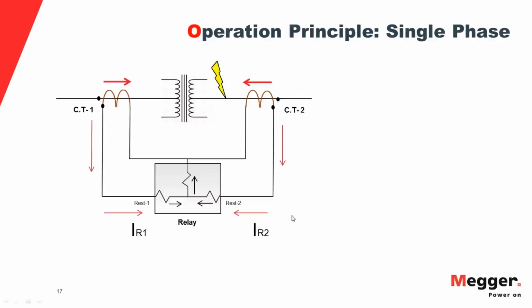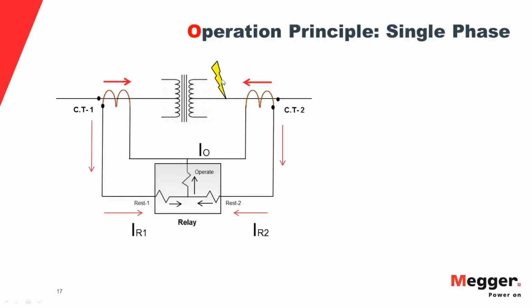So from these two examples, I'm designing the differential scheme. And this differential scheme only works when there is an internal fault. When I say internal fault, I mean that the fault is between CT1 and CT2, which I call in zone. So for any in zone faults, I have to operate my relay. And for any out of zone faults, I should not operate my differential relay. That's the whole idea behind differential.